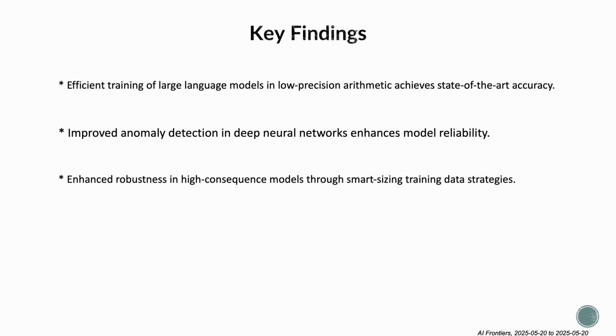Several groundbreaking results have emerged from the research in 2025. Efficient training of large language models in low-precision arithmetic achieves state-of-the-art accuracy, while significantly reducing computational costs. Improved anomaly detection in deep neural networks enhances model reliability. Enhanced robustness in high-consequence models is achieved through smart sizing training data strategies.